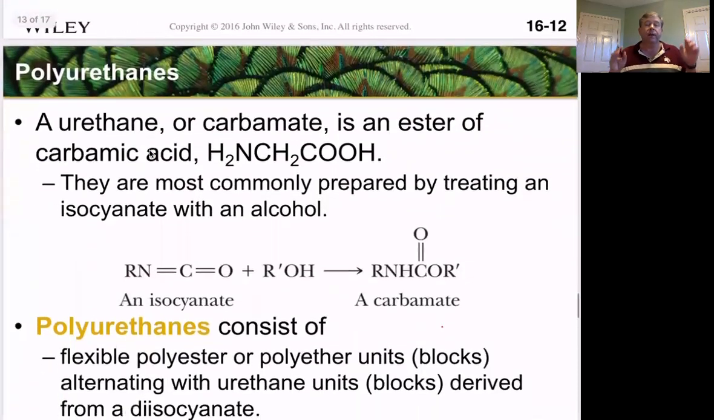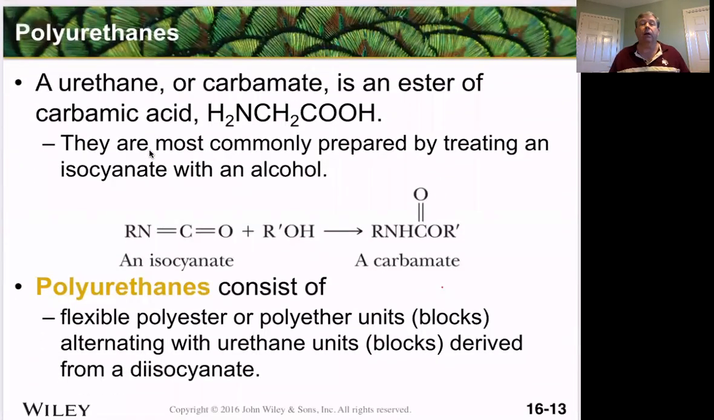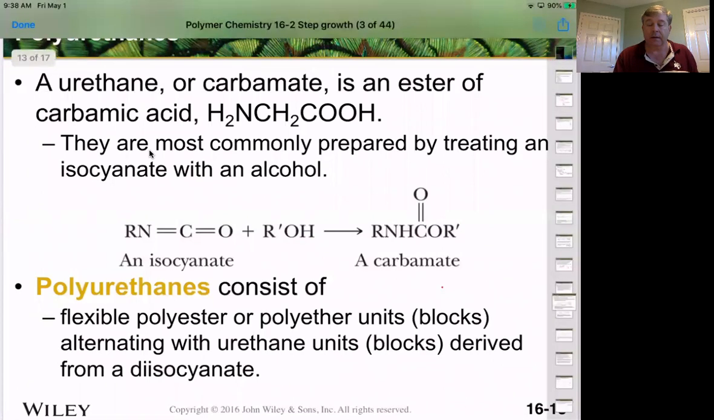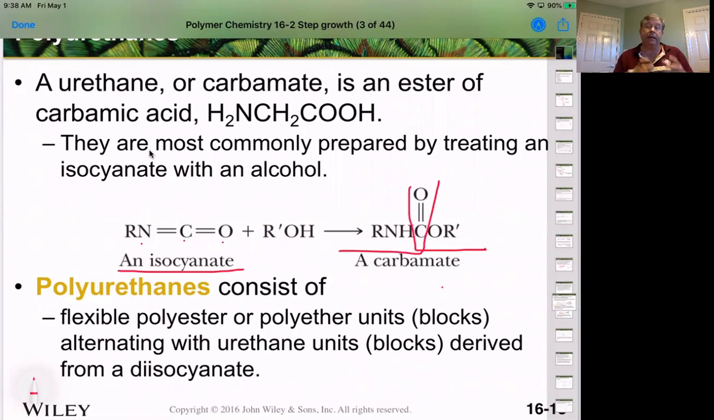Okay. So another step growth polymerization we have is what we call a polyurethane. In the case of polyurethane, what we have is an ester on one side and an amide on the other side. And we typically make this by taking what we call an isocyanate. So it's this nitrogen, carbon, oxygen structure here, and we react it with an alcohol to create the amide on this side and the ester on this side. So that is chemically known as a carbamate, but industrially it's known as a urethane.